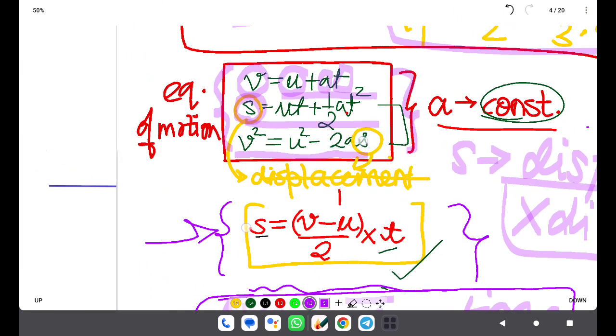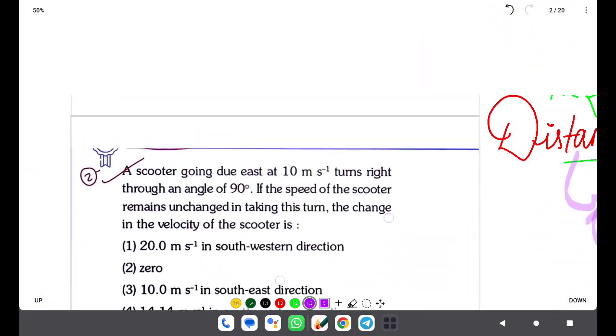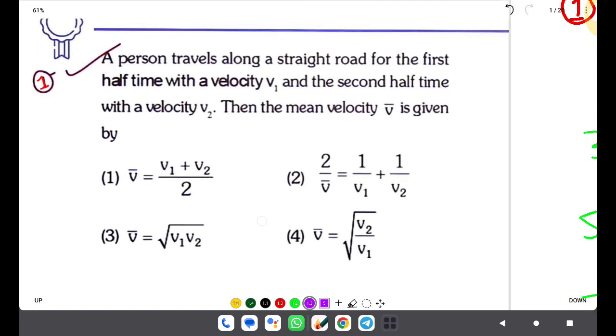So now moving ahead, the questions are with us. The first question is based on average velocity, or mean velocity. Average velocity is also called mean velocity.